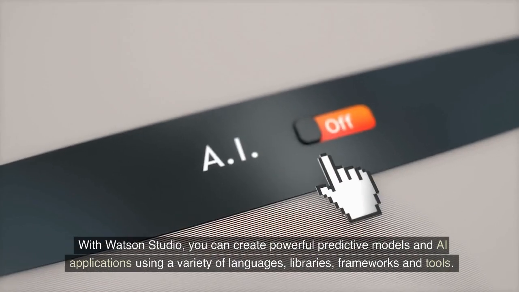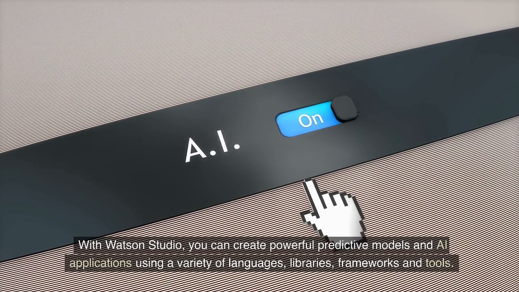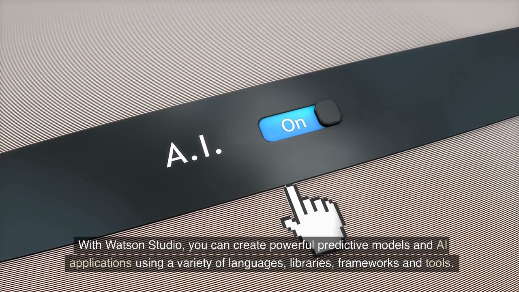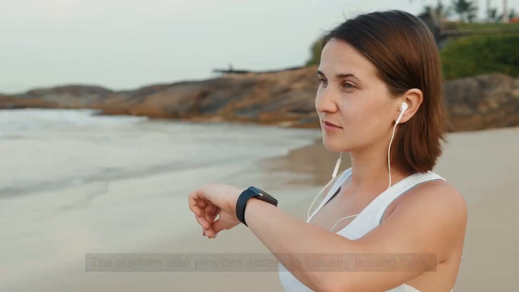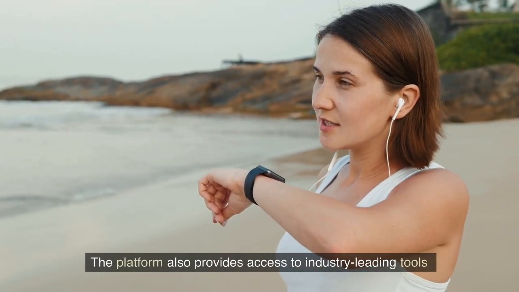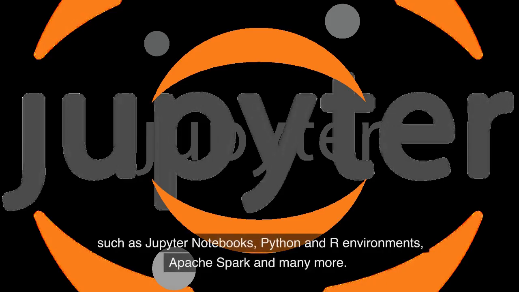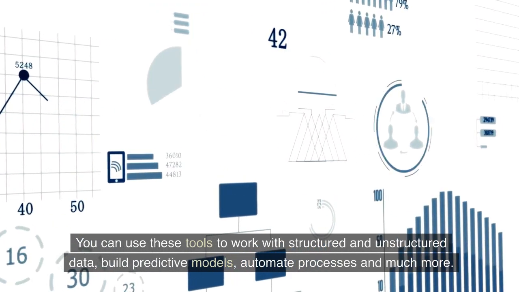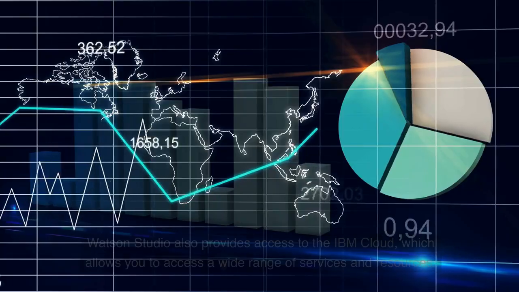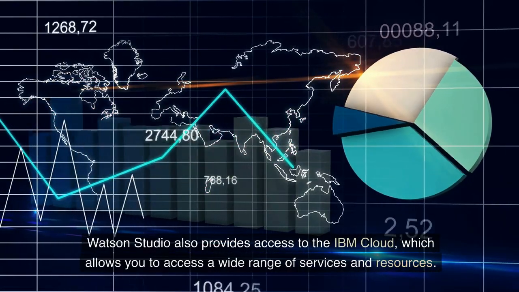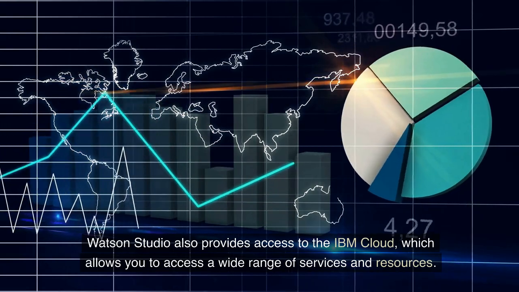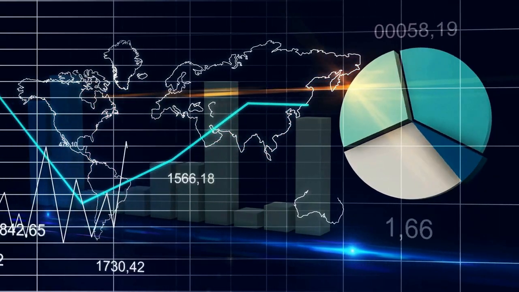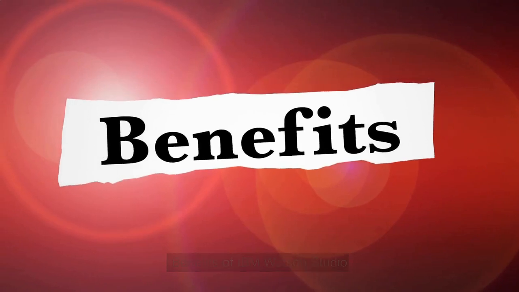With Watson Studio, you can create powerful predictive models and AI applications using a variety of languages, libraries, frameworks and tools. The platform also provides access to industry-leading tools, such as Jupyter Notebooks, Python and R environments, Apache Spark and many more. You can use these tools to work with structured and unstructured data, build predictive models, automate processes and much more. Watson Studio also provides access to the IBM Cloud, which allows you to access a wide range of services and resources.